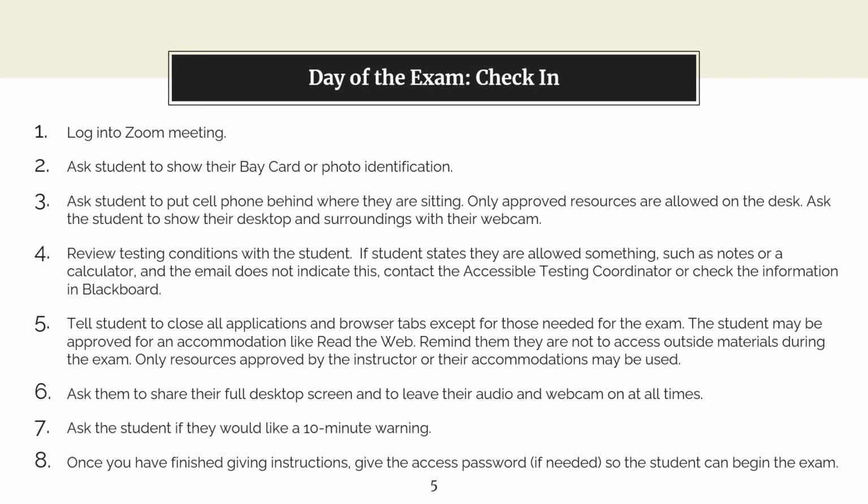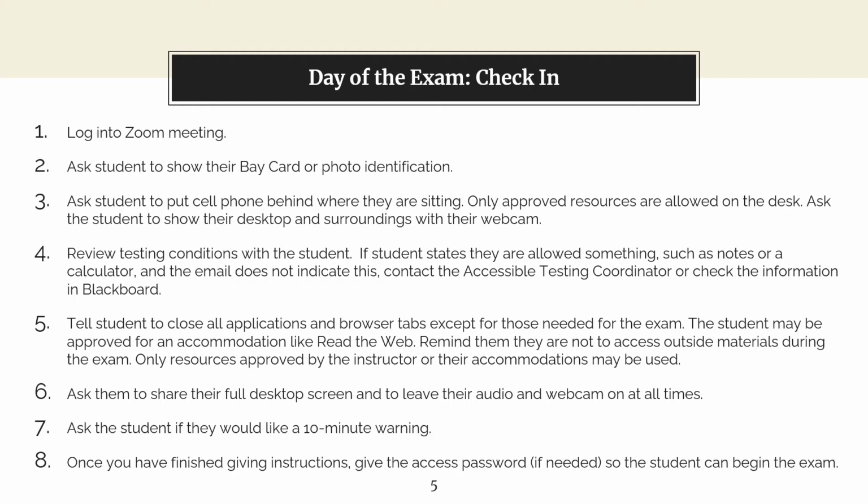1. Log into the Zoom meeting. 2. Ask the student to show their Bay card or photo identification. 3. Ask the student to put their cell phone behind where they are sitting. Only approved resources are allowed on the desk. Ask the student to show their desktop and surroundings with their webcam. 4. Review testing conditions with the student.